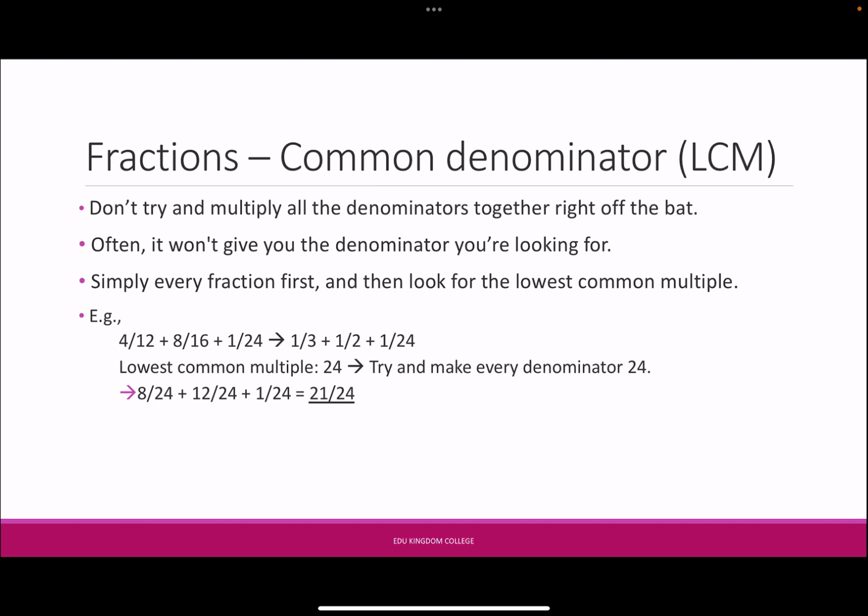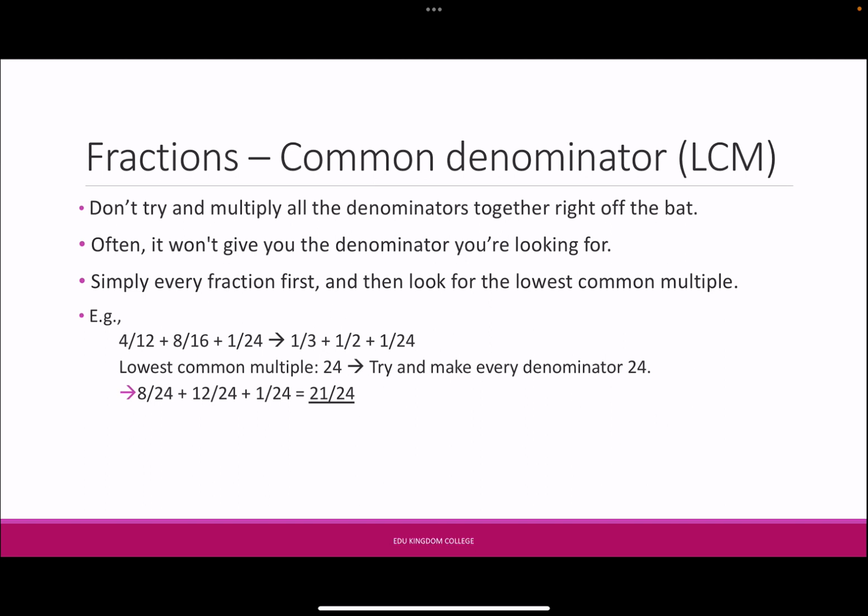Seven's not a good example. 10 is the lowest common multiple for 2 and 5. Okay, so 2 and 5 also fit into 20, for example, but 10 is the smallest number into which they fit. So that's your lowest common multiple.